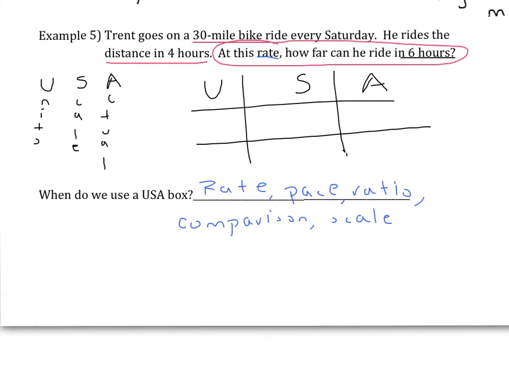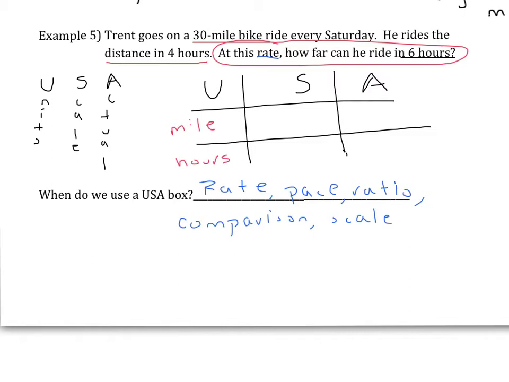So what are the two units we're dealing with in this problem? Well, I'm going to go back up and read. We have Trent goes on a 30-mile bike ride. So one of my units is miles. And he rides that distance in 4 hours. So the other unit is hours. Those are my units.